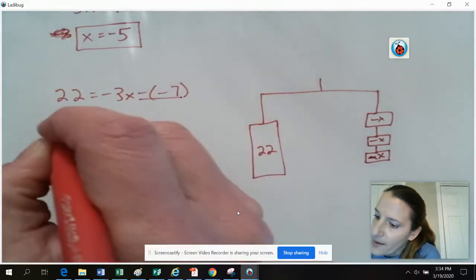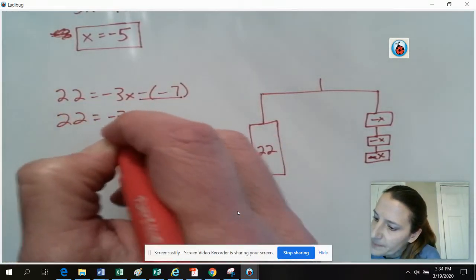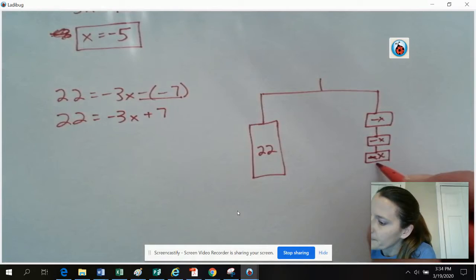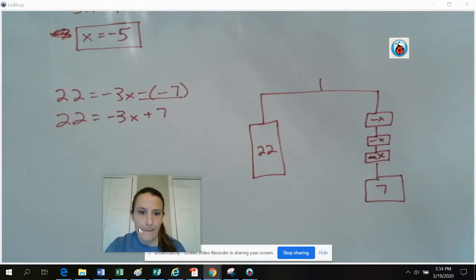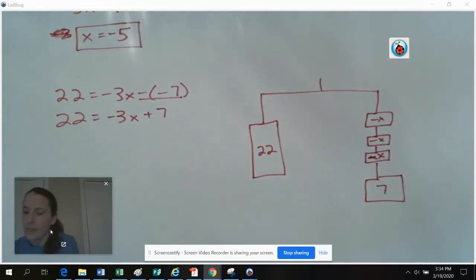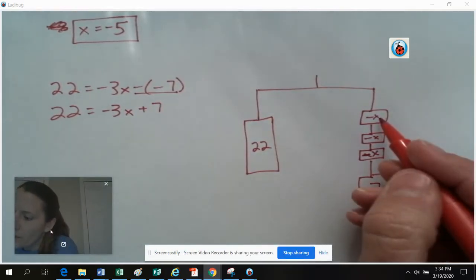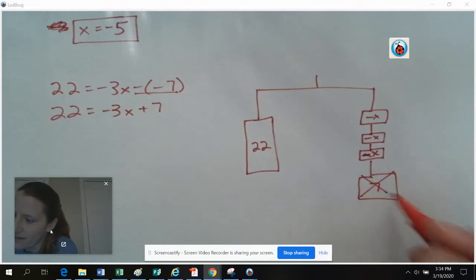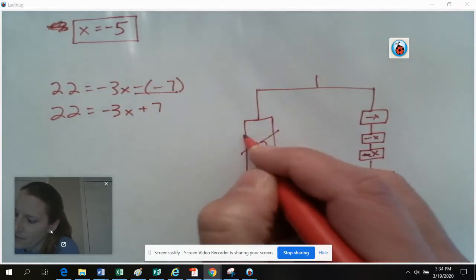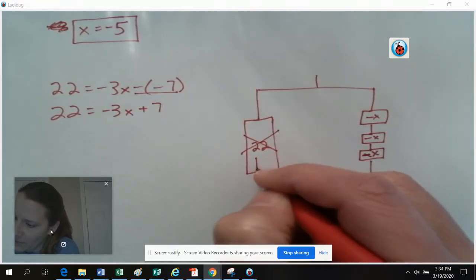And we're going to rewrite that as plus 7. I know it's not pretty, but it'll be okay. All right, so in order to find the value of x, I need to balance this equation by getting rid of this 7. But if I get rid of 7 on the right side, I better get rid of 7 on the left side. So that leaves me with 15.